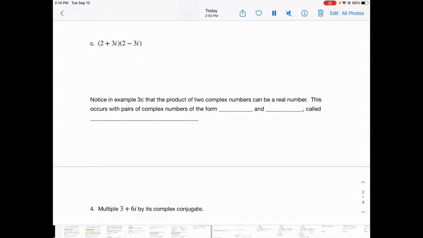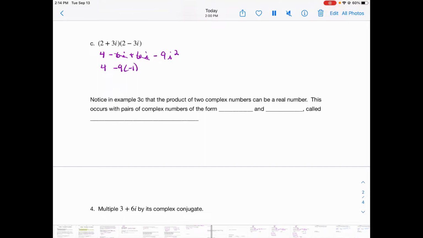Okay, so with C, in order to do this, I need to, again, do my distributive property. So I'm going to start by multiplying my first terms together, then my two outer terms, then my inner, and then my last terms. Combining my middle terms together, and they cancel out, and then replacing i squared with negative 1. Ooh, look what happens. I get a real number. So two complex numbers multiplied together can equal a real number.